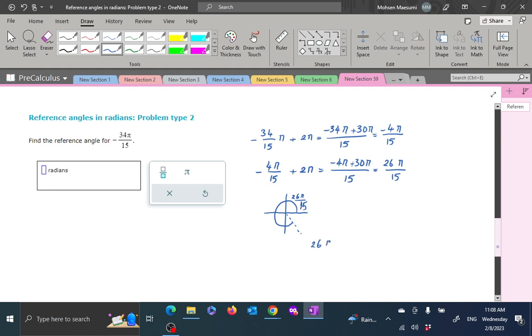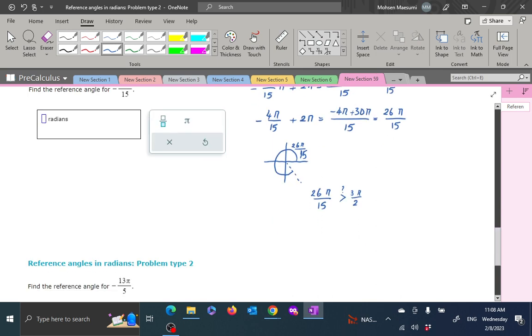Well, let's check 26 pi over 15. We compare. We are thinking that is more than 3 pi over 2. Well, how do you check? Cross multiply, multiply this by 2 becomes 52 pi. Multiply that by 15, and that's 45 pi. So I cross multiply this one times that, and this one times that. So this is true, which means I have crossed that boundary. I am indeed in this quadrant 4.